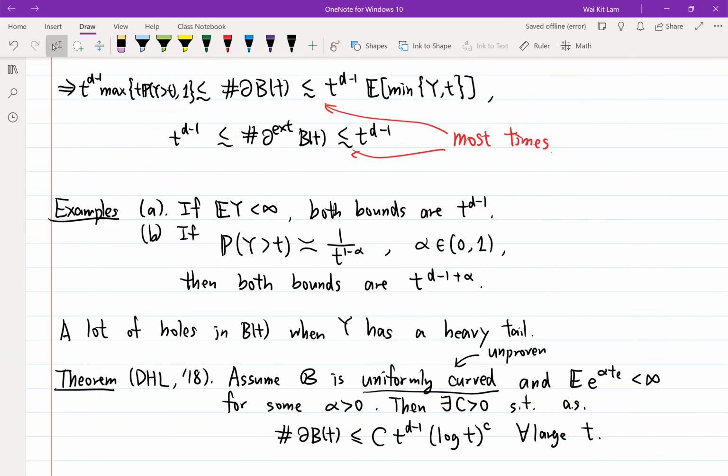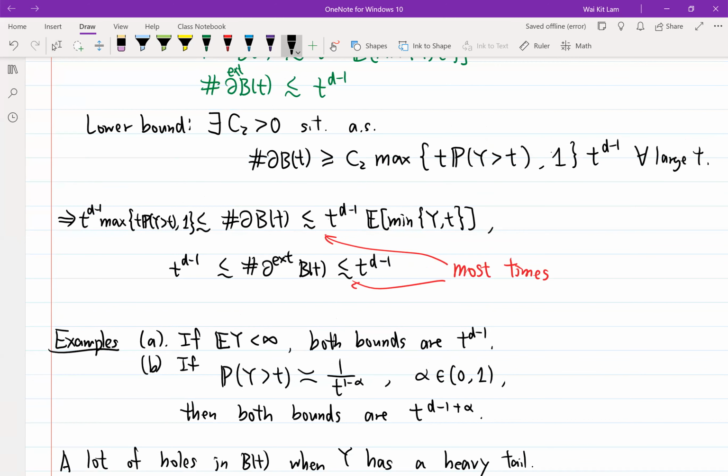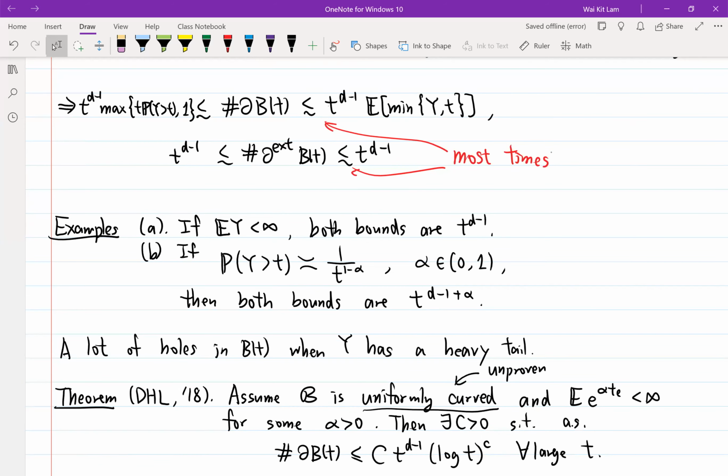So again, the reason why the boundary can be larger than the exterior boundary is because essentially there are lots of holes in this B_t, this ball here. Okay. And in fact, the way we find the lower bound for this edge boundary is just to create a lot of holes.